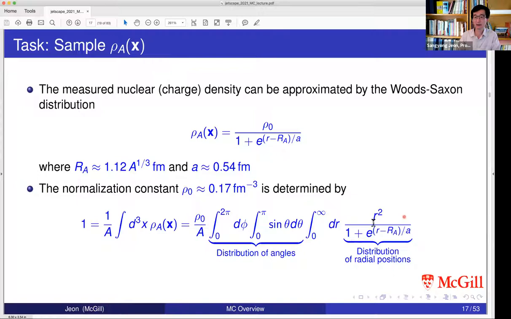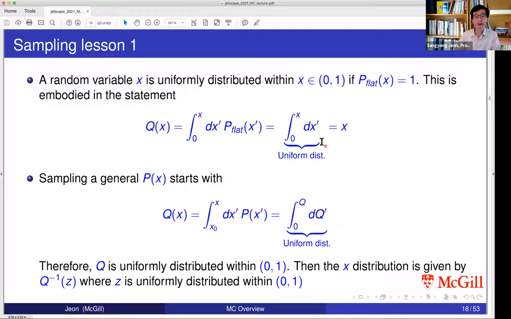So the question is, how do I sample phi? How do I sample theta? How do I sample r? One simple fact: the basic random number generator that you have in, let's say, NumPy is a flat random number generator, meaning that the random numbers are uniformly distributed between 0 and 1. That can be summarized in this statement.